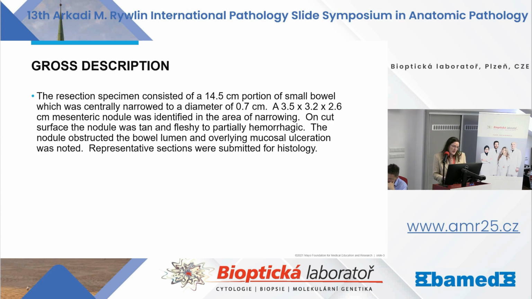On the gross resection specimen, there was a 14.5 centimeter segment of small bowel. This was centrally narrowed to a diameter of 0.7 centimeters. There was a 3.5 centimeter mass associated with this area of narrowing. On cut surface, the nodule was described as tan and fleshy and partially hemorrhagic. The nodule obstructed the small bowel lumen, and there was overlying mucosal ulceration, and we had representative sections submitted for histology.